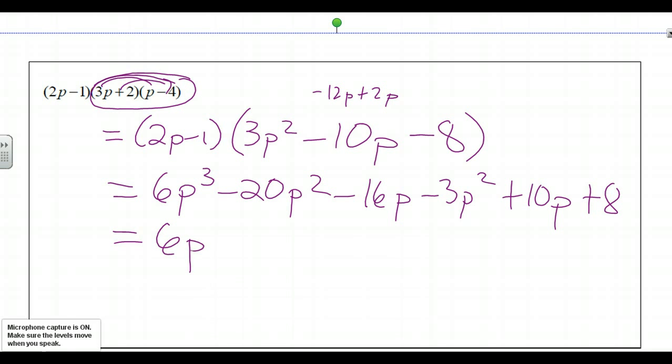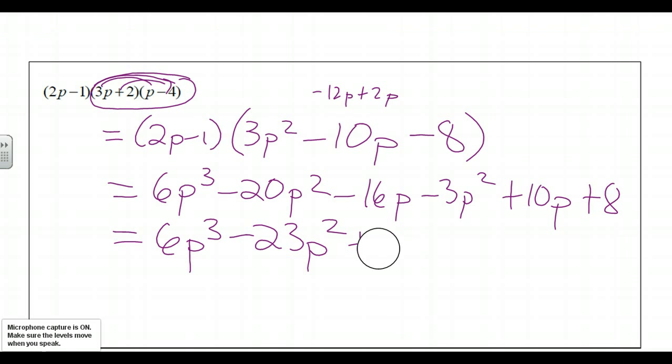So 6p cubed minus 23p squared minus 6p plus 8. Okay, Megan, did I get it right? Yeah. Okay. You're supposed to say, I don't know, but it's the same thing I got. Yeah. Okay. So why are there only 4 terms?